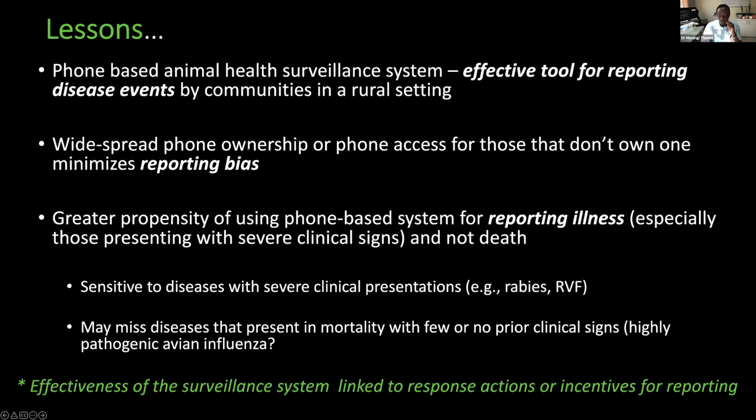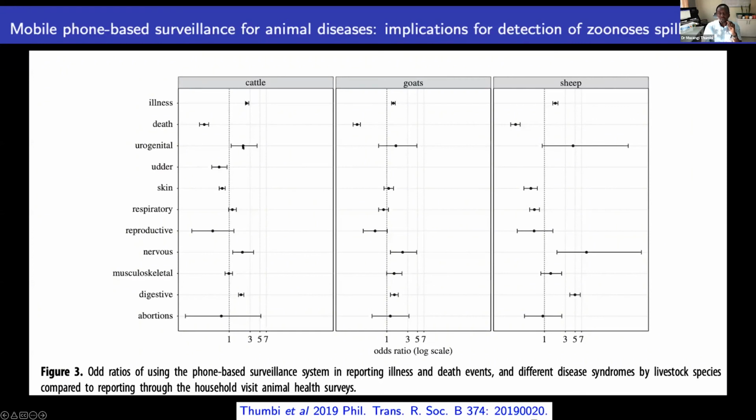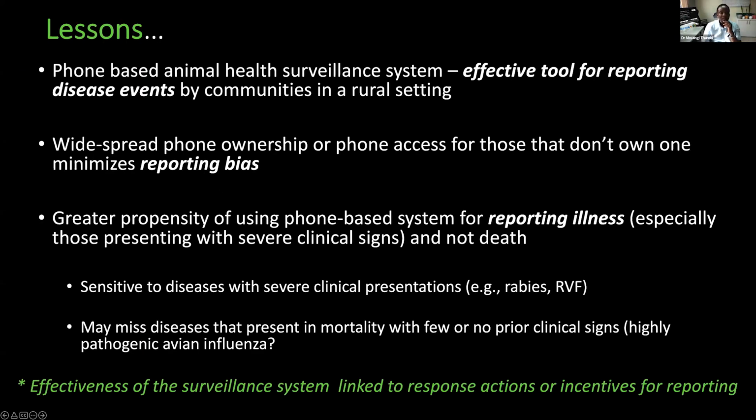But also the other really important thing that we found out is that for syndromes that manifest severely or more dramatically, those are the ones that they are likely to call for. And for those that do not manifest dramatically, like a skin condition, they are not keen to call through that method.